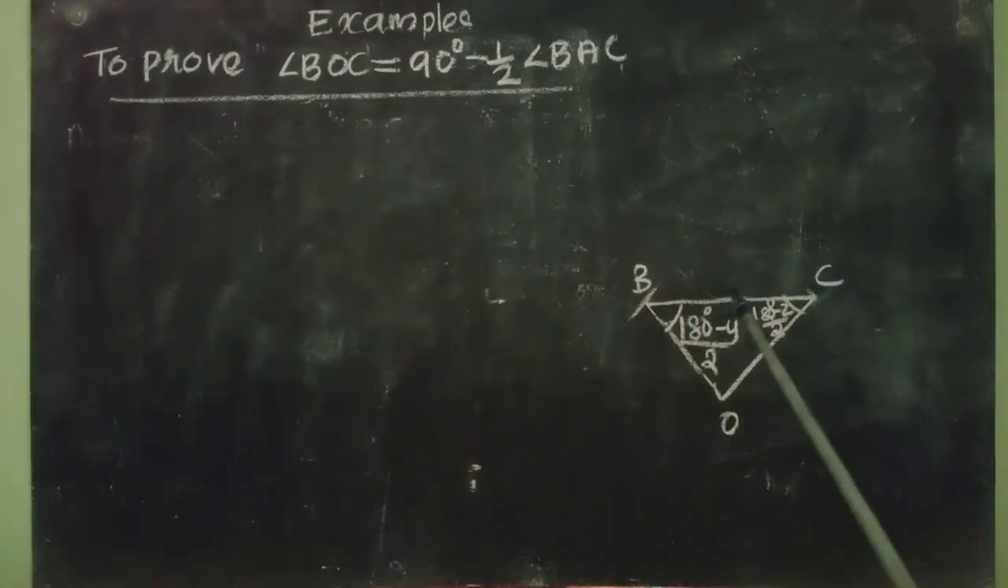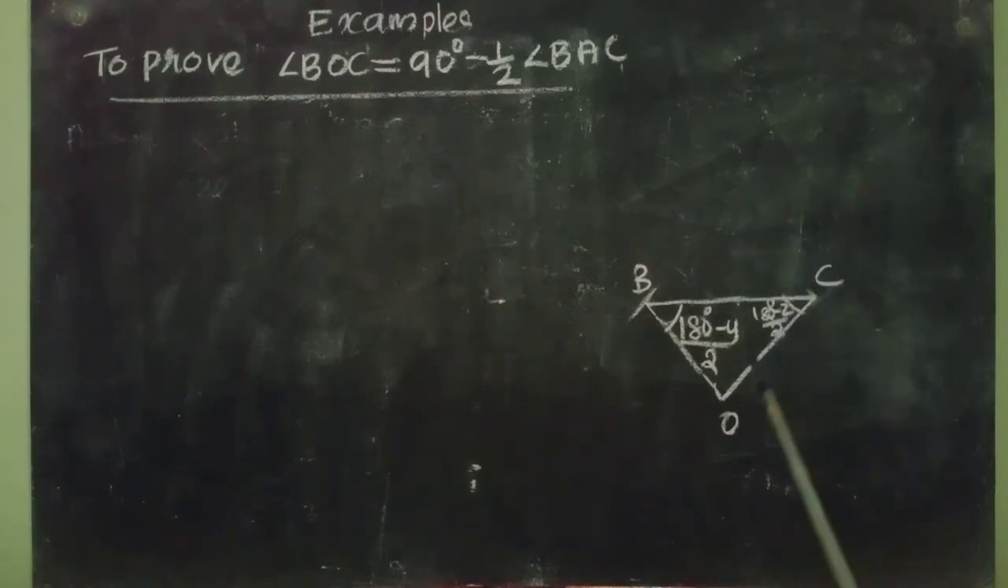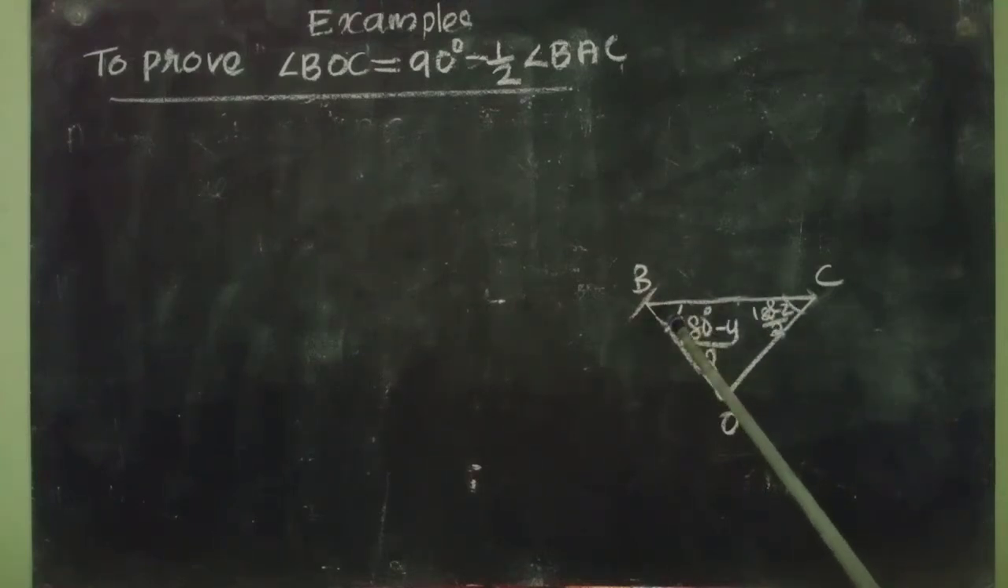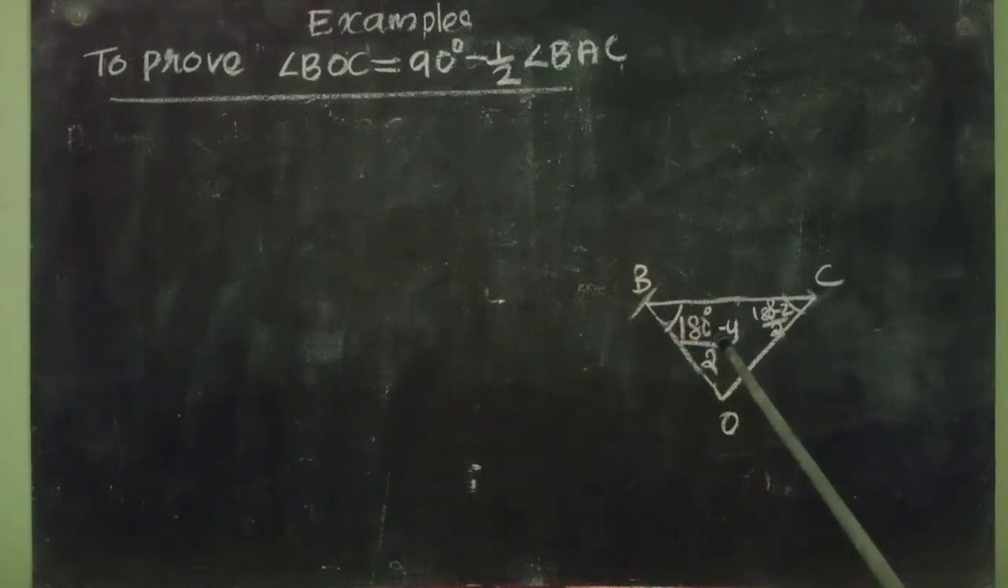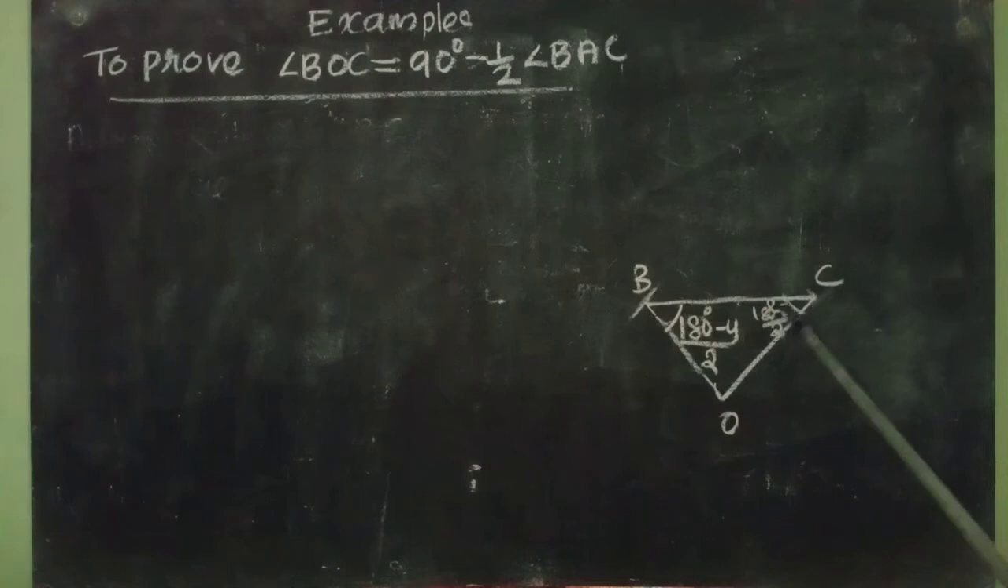Now you see the figure again. This triangle BCO. We know the sum of all angles of this triangle is 180 degrees. We have found two of the angles. This angle is (180 degrees minus Y) by 2. This one is (180 degrees minus Z) by 2.